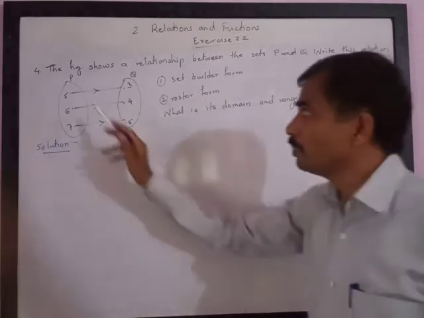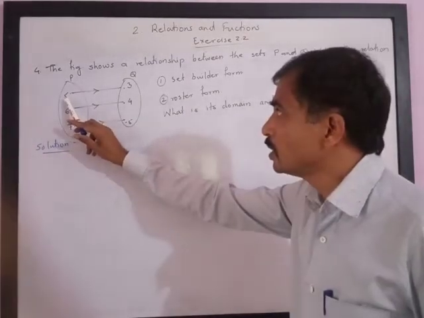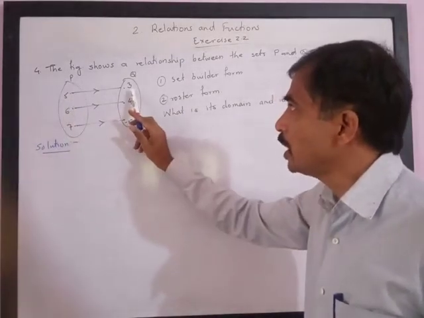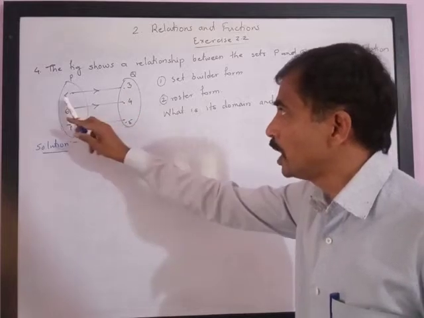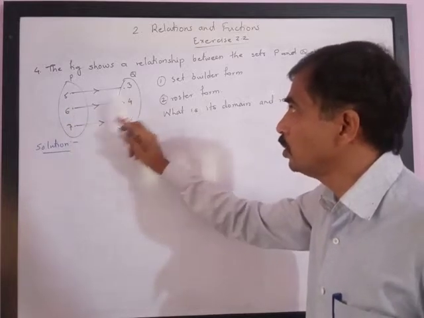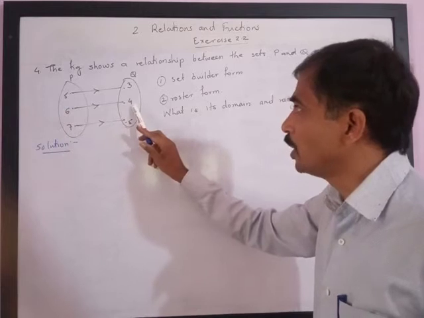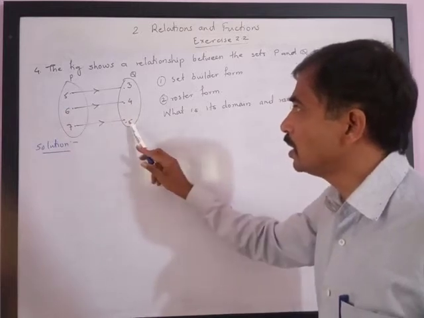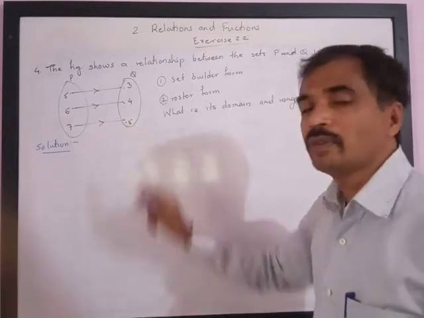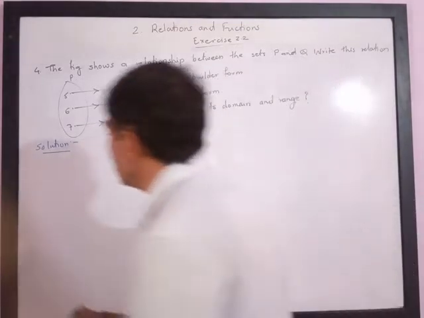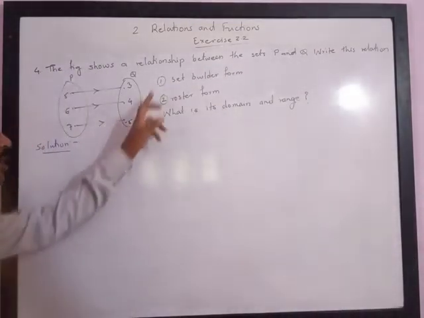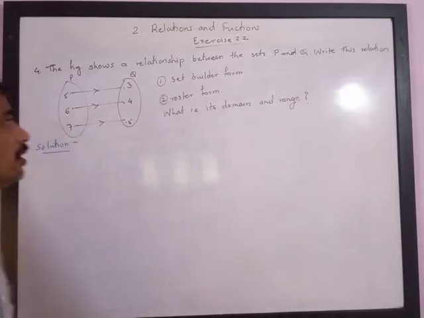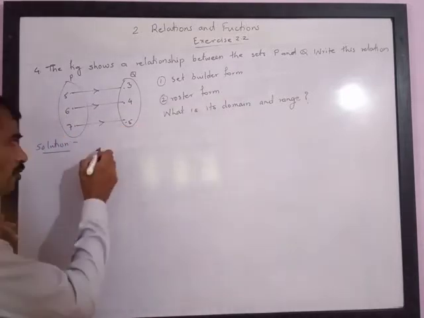Now watch carefully. Here, the pre-image is greater than the image by 2. You can understand 5 is greater than 3 by 2, 6 is greater than 4 by 2, 7 is greater than 5 by 2. It means it is a relation, and we have to write it first by using set builder form. Set builder form means rule form. We have to write it in the form of rules.